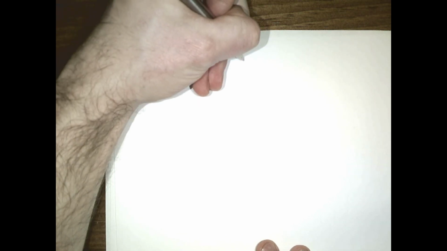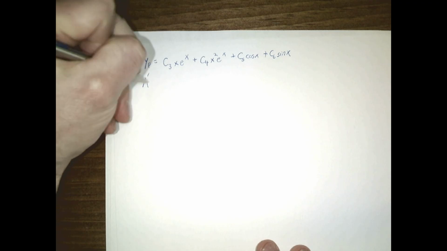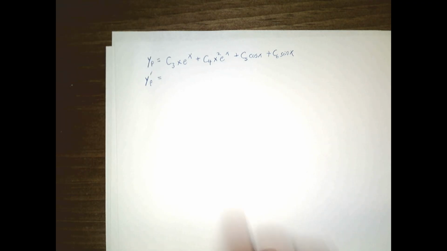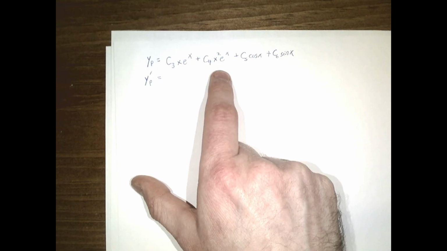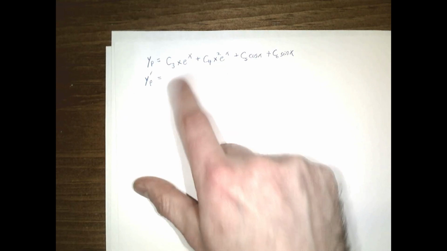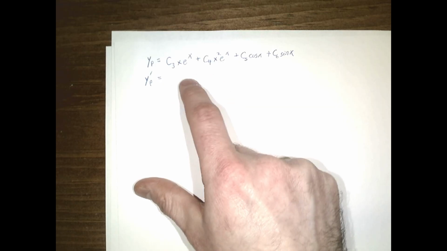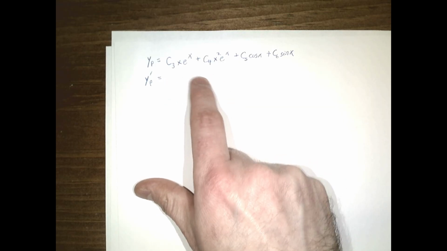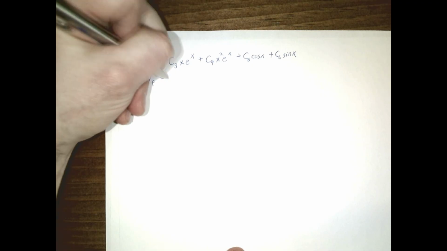We're going to start by defining our particular solution as c3 x e to the x plus c4 x squared e to the x plus our sine and cosine combination. We'll take the first derivative, and what I'm going to do is note that I have an e to the x on both of these terms. I'm going to factor that out and treat this as a product rule, an exponential times a polynomial, c3 x plus c4 x squared. So when I do that, I get e to the x times that polynomial.